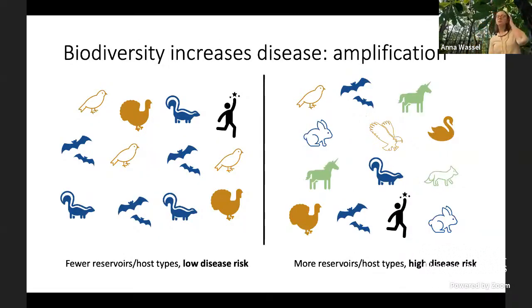So conversely, we could expect that biodiversity can increase the prevalence of disease, which we would call amplification, with a wider diversity of host types, these green, blue, and yellow types of organisms on the right. We can expect instead that there are just more diseases available to that focal human. And therefore, potentially with a larger diversity, they might instead have a higher disease risk.